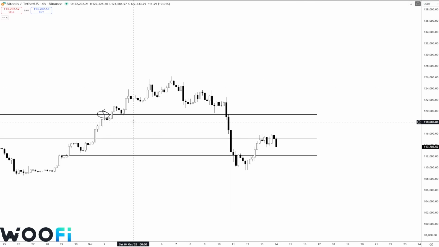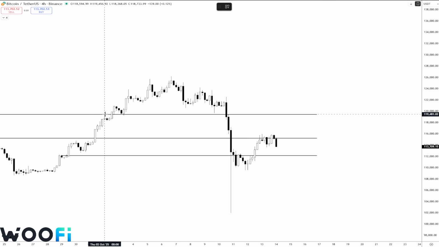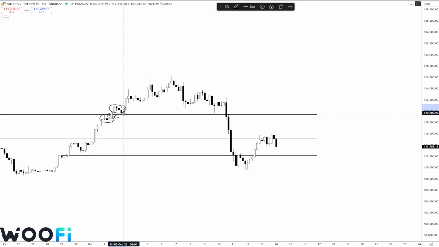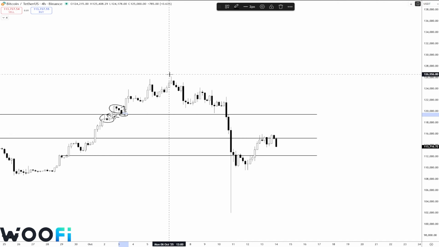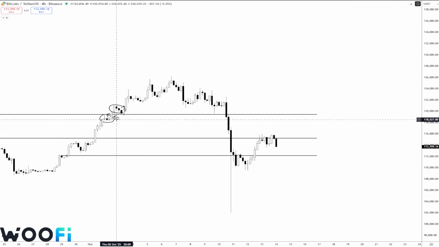We have an H4 consolidation here. We have price breaking that H4 consolidation period with that candle. We have price consolidating again, but retesting perfectly the consolidation period high of the previous consolidation before setting our new all-time high. So that is going to be a key level.